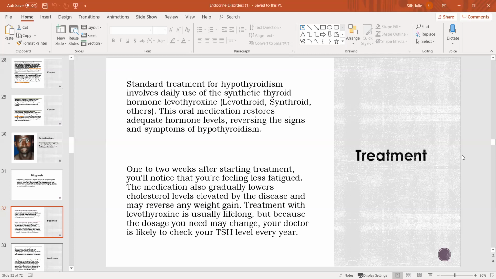So as far as interventions go with this, again, we want to teach them about taking this every day like they're supposed to. And we want to monitor their vital signs and tell them to increase their fluids and fiber intake, because this person's already having constipation issues and that might help with that. They want to be on a low calorie, low fat diet because now they're gaining weight, so you would want to have them on that type of diet.